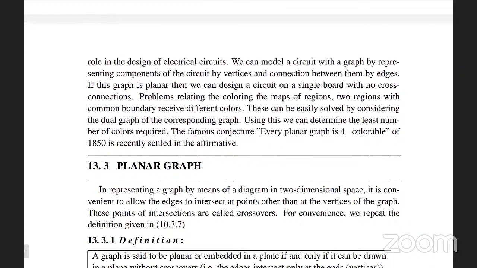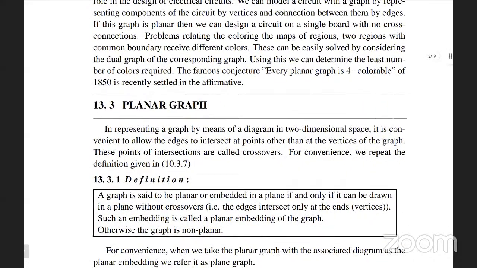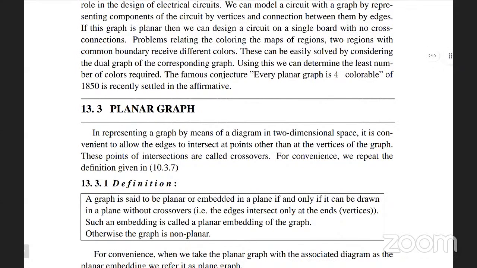Two or three regions will be there, and the identification of the region we can easily do by using this coloring. Two regions with a common boundary are represented by different colors. These can be easily solved by considering the dual graph of the corresponding graph. Using this, we can determine the least number of colors required. The famous conjecture of 1850, that every planar graph is four colorable, has recently been settled in the affirmative.